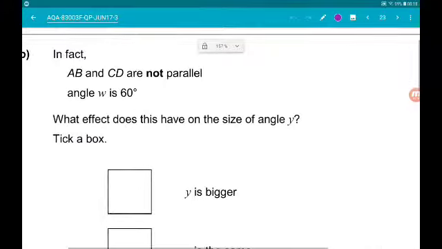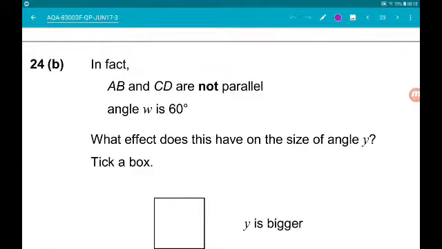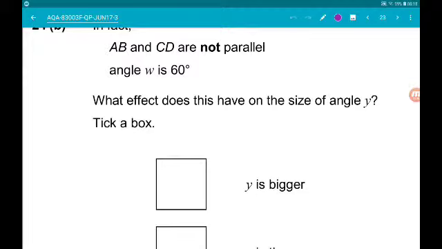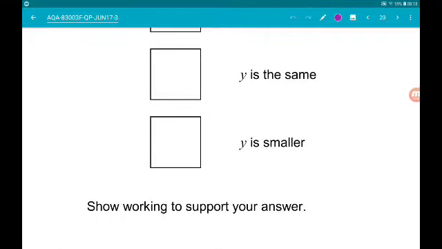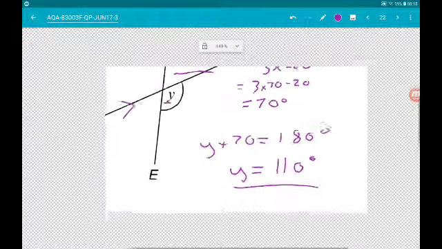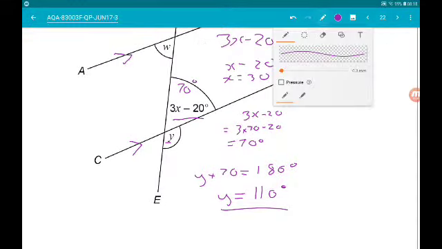Okay, then part B, we are told, in fact, AB and CD are not parallel. Angle W is 60 degrees. What effect does this have on the size of angle Y? Does it make it bigger? Is it the same? Does it make it smaller? We must show working to support our answer. Okay, so just clear this up.